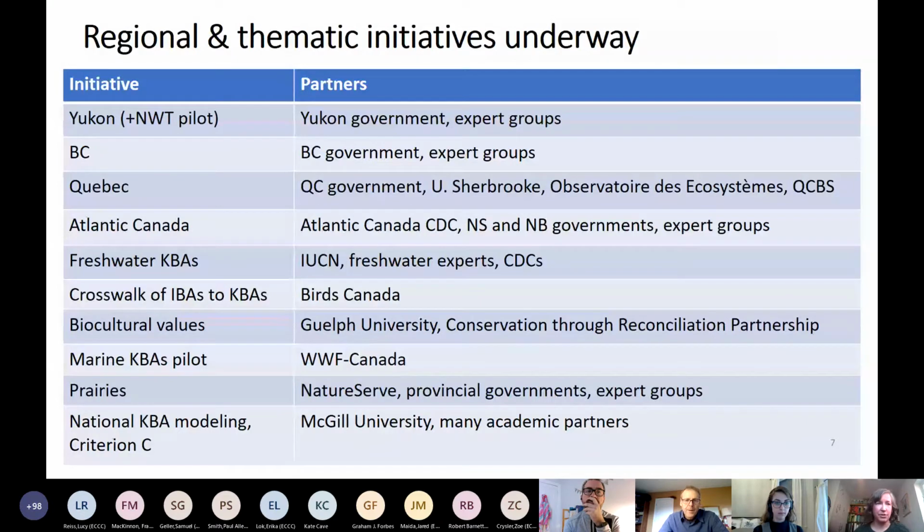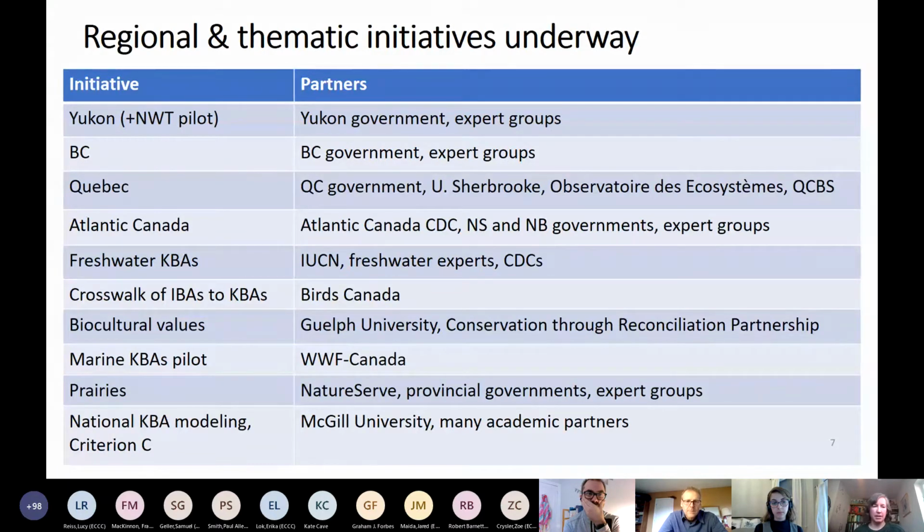So these are the main regional and thematic initiatives that are underway. We have work that's almost complete in Yukon. There's a pilot project in the Northwest Territories. Well, I won't read through all of these, but just to point out that some of them are regional, some of them are more thematic. Like we did a national freshwater KBA identification workshop last February.